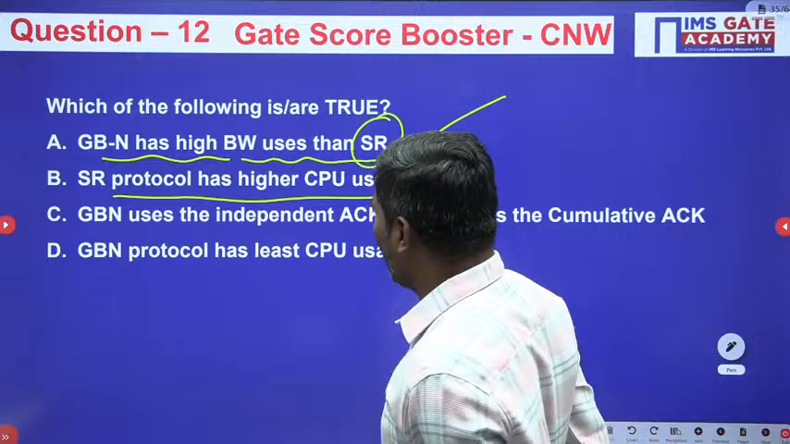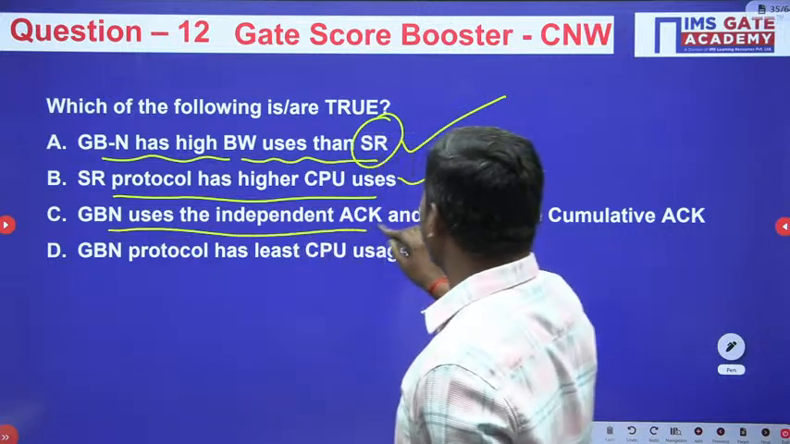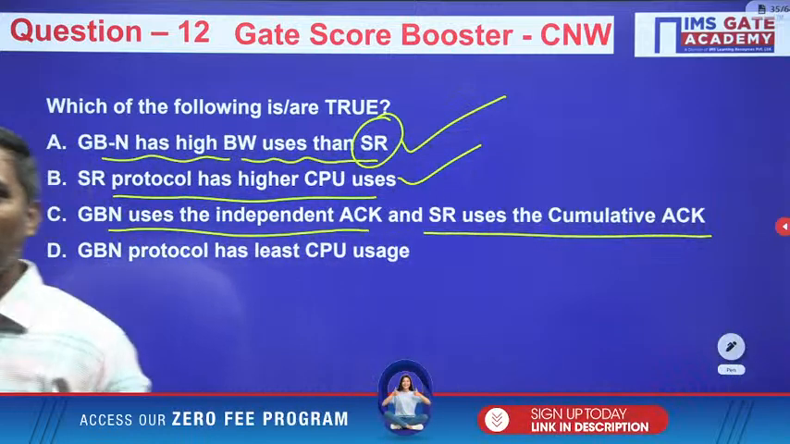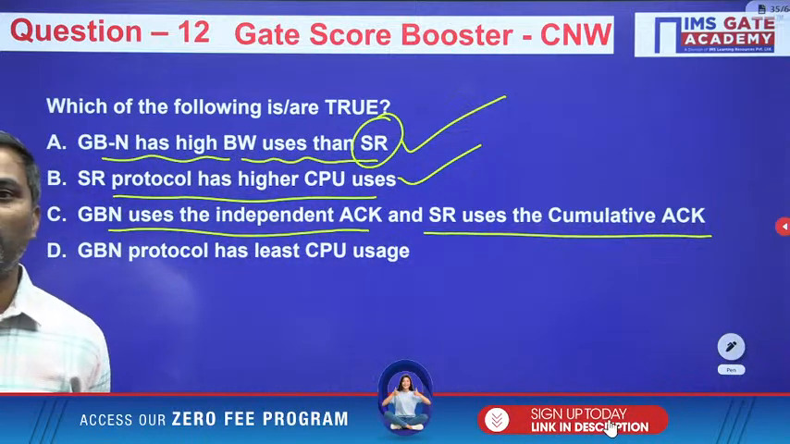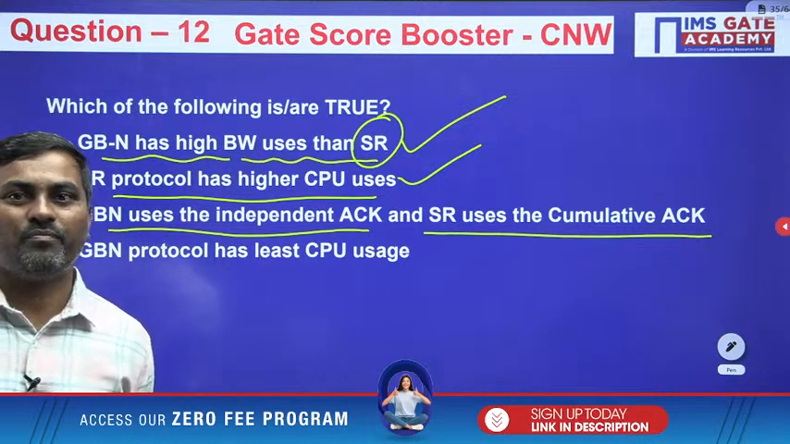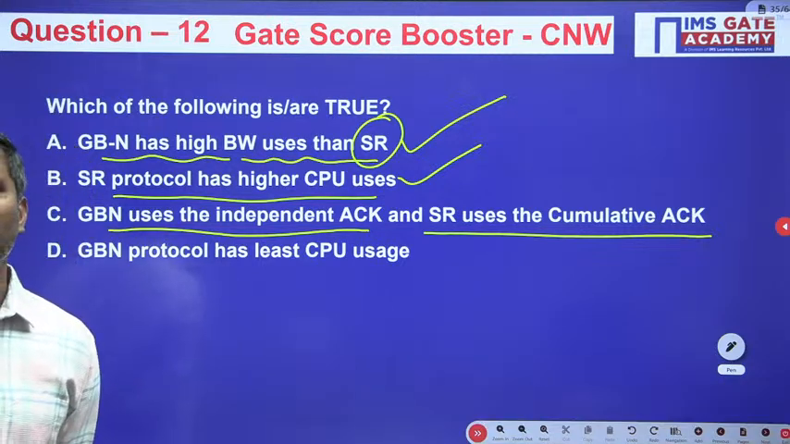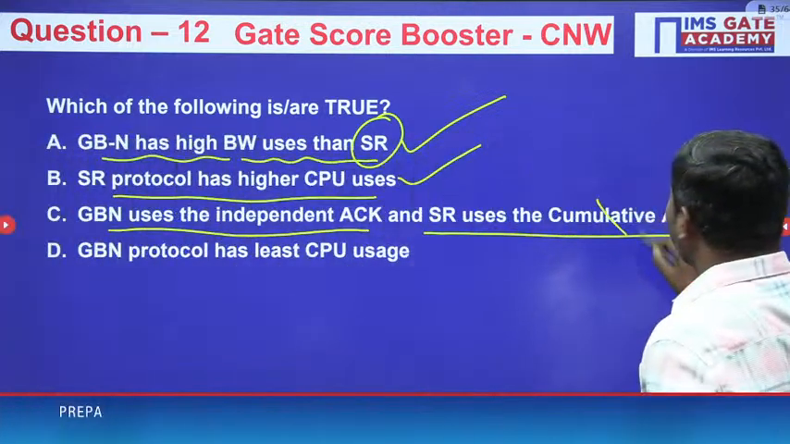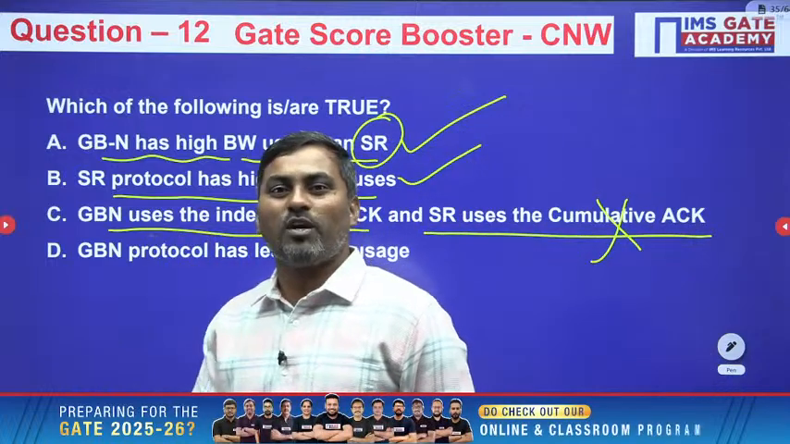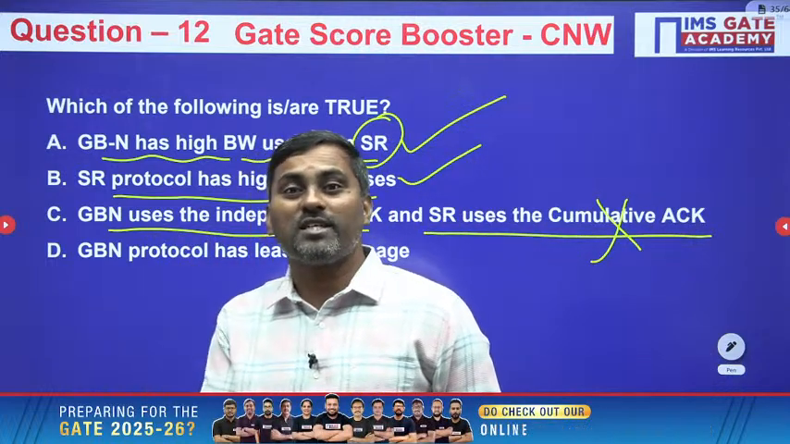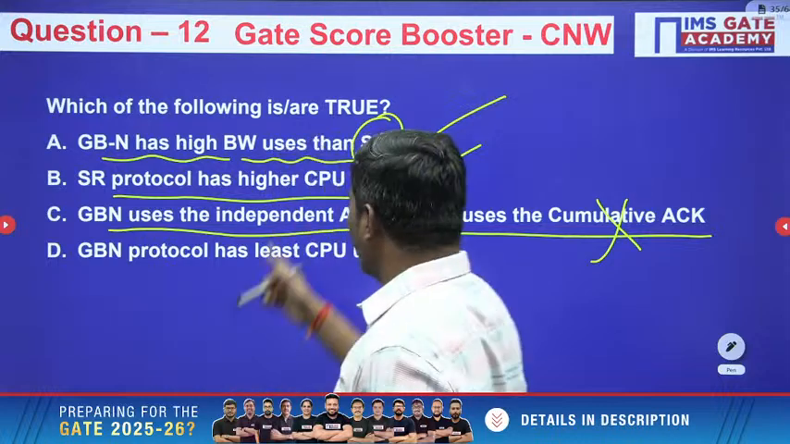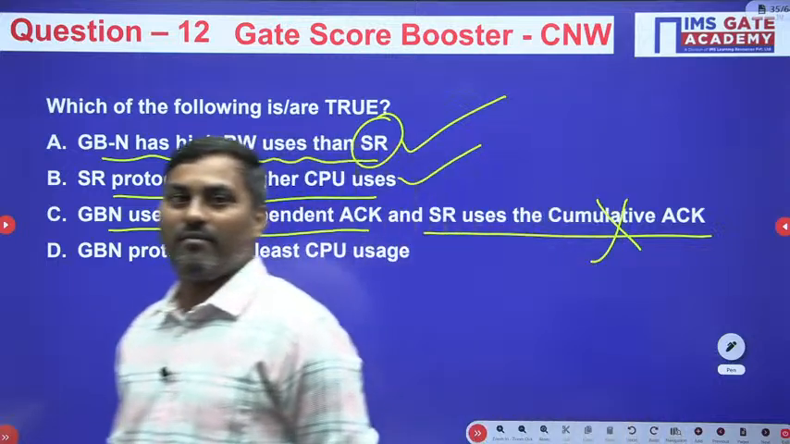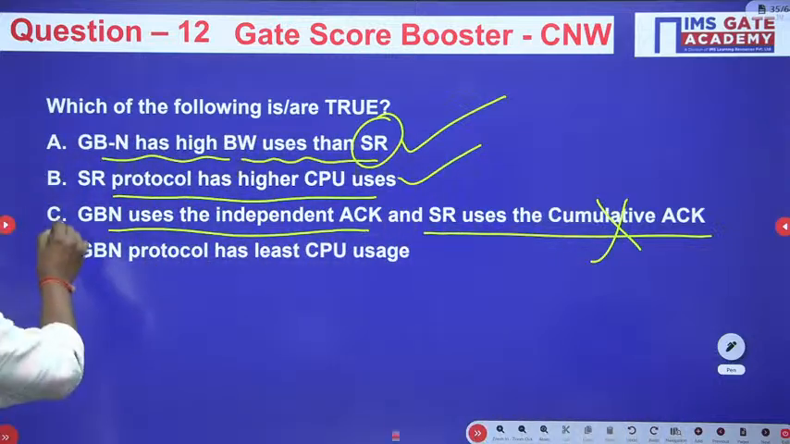GBN uses independent ACK, SR protocol uses cumulative. Is it true? Option C, is it true? Yes JP, you are right, option C is incorrect. GBN uses what? Cumulative. Please understand, GBN uses cumulative and SR uses independent ACK. So therefore it is incorrect.